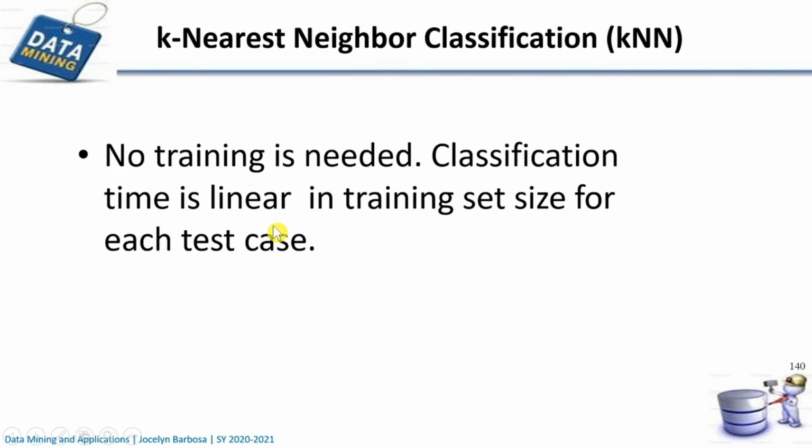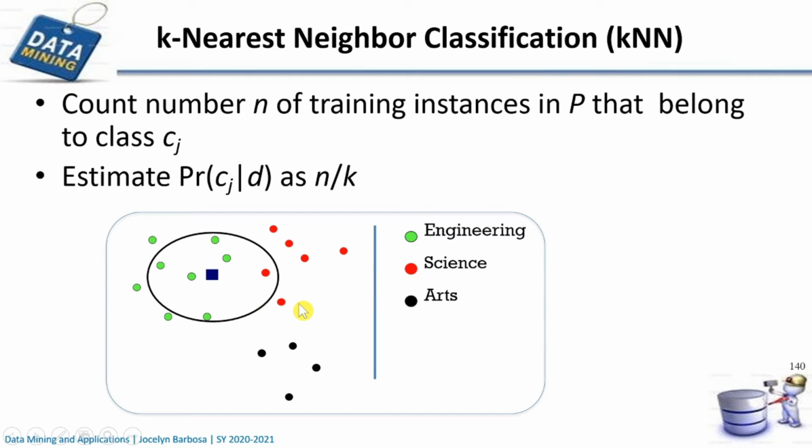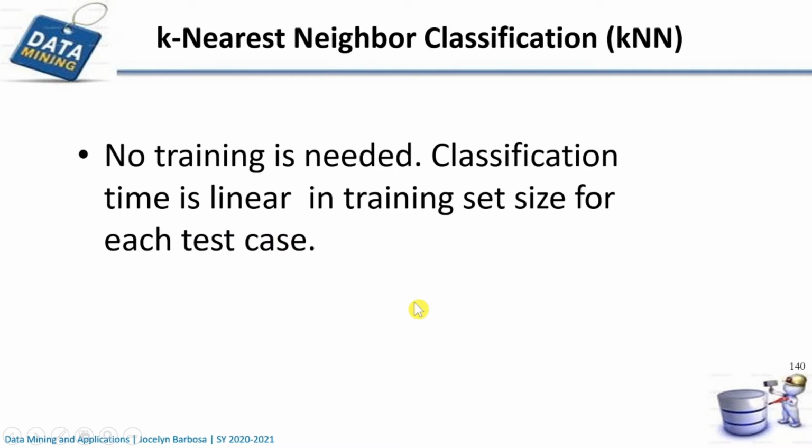In this case, no training is needed, and the classification time is just linear in training set size for each test case. Why is this so? Because we have to get the similarity distance between the new instance D and each of the elements in the entire data set.